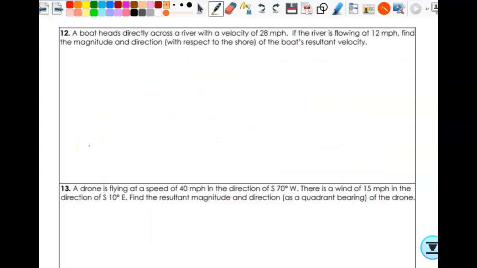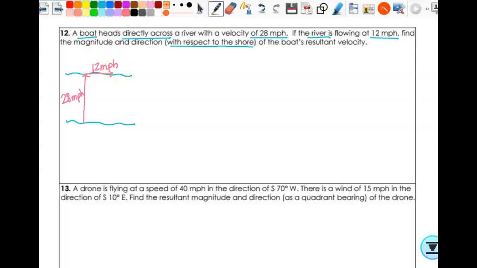All right, so we have a boat that heads directly across the river with a velocity of 28 miles an hour. So a boat directly across, 28 miles an hour. The river is flowing at 12 miles per hour. Find the magnitude and direction with respect to the shore. Okay, so here's my river. So this boat is going to go directly across the river. The velocity is 28 miles per hour. But the river is flowing at 12 miles per hour.